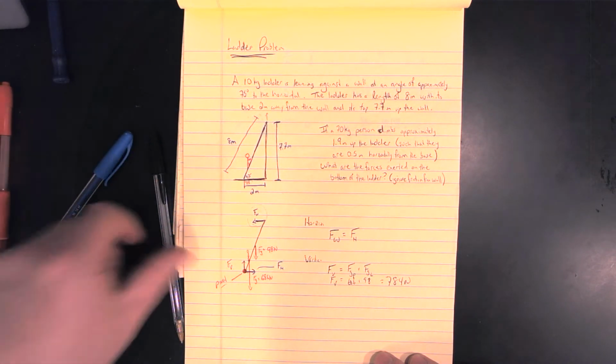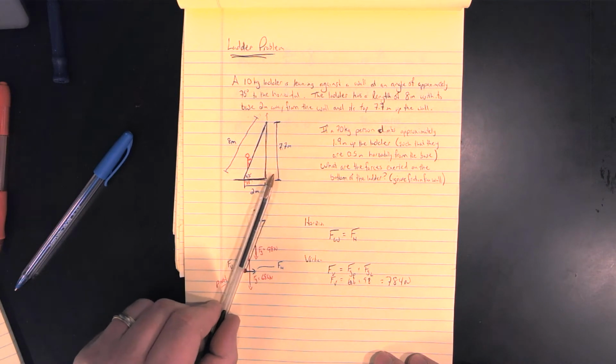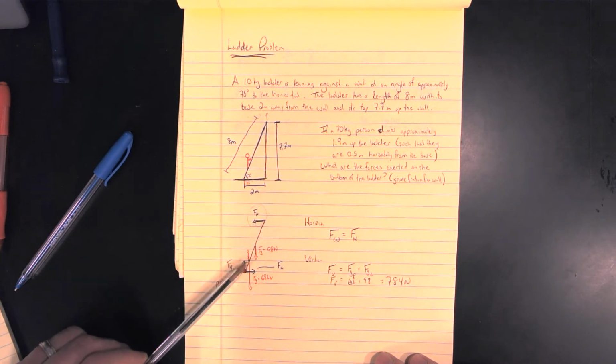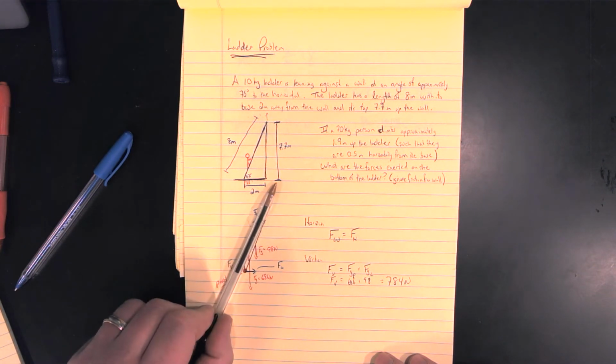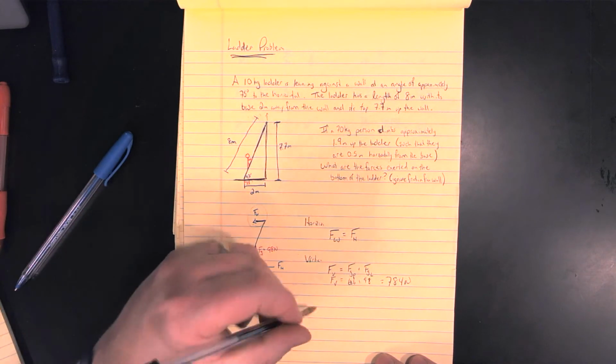And so for my first torque, I look at which ones are going to cause it to rotate clockwise. If I look, I have this force and this force. Both of those are pulling down on the ladder. That's going to cause it to rotate clockwise. So I'm going to start there.